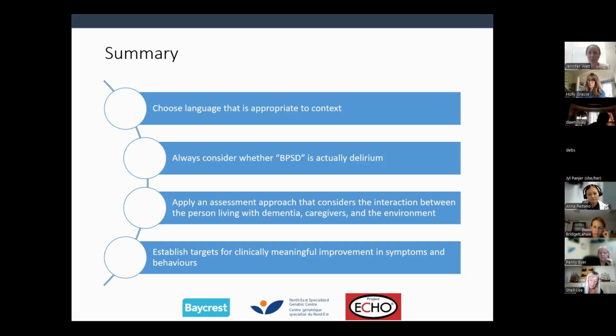And then, of course, trying to apply an assessment approach that considers all the factors related to the person living with dementia, their caregivers, and the environment is going to be really important. And then, whenever you're prescribing or making a treatment plan, always make sure that you have a target set for what would be a clinically meaningful improvement in symptoms and behaviors, so that when you check what progress you've made, you have a clear idea of how you're going to decide if you continue on or if you need to make changes.